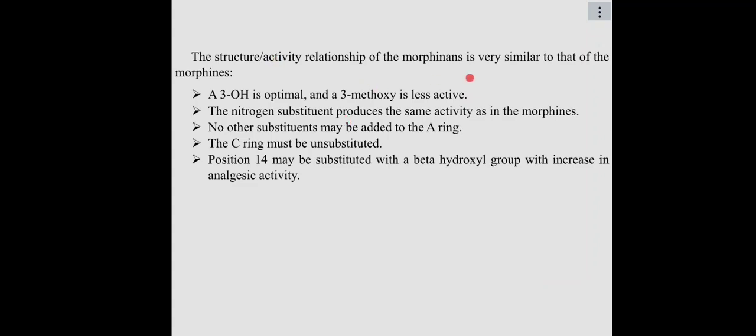The structure activity relationship of the morphinans is very similar to that of the morphine. So the same thing we have discussed, a 3-hydroxy group is optimal and a 3-methoxy is less active. And we have looked at the methorphans and compared them with the levorphanol and so on. The nitrogen substituent produces the same activity as in the morphines. We've seen the same. We have looked at levorphanol, butorphanol. No other substituents may be added to the A ring. The C ring must be unsubstituted. Position 14 may be substituted with the beta hydroxyl group with increase in analgesic activity.